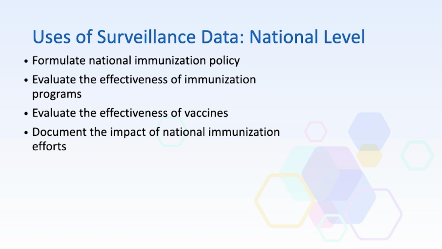In addition to the evaluation of disease control programs, there are other needs for surveillance data. At the national level, we use surveillance data to formulate national immunization policy and also to evaluate the effectiveness of immunization programs. We also rely on surveillance data to evaluate the effectiveness of the vaccines themselves and to document the impact of national immunization efforts. This is especially important with the newer vaccines. Changes in vaccine schedules also require careful surveillance and evaluation.